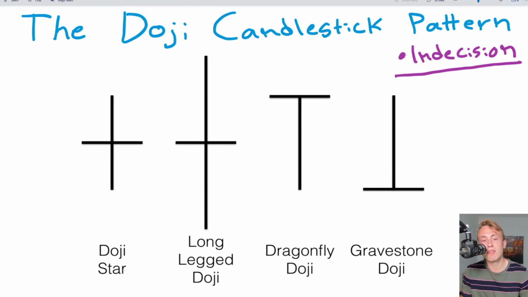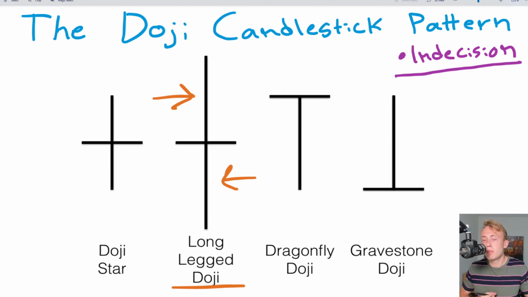And if we have very large upper and lower shadows, then we call it a long-legged doji. And this is an even more extreme example of the indecision. We have strong impulses to the upside during the candle. We also have strong pushes to the downside during the candle. But at the end of the session, we still end up where we started. So this is a massive indecision candle. And we will take a look at an example of the long-legged doji later in this video.